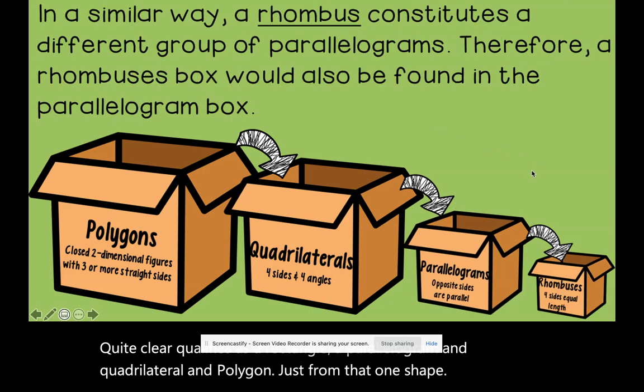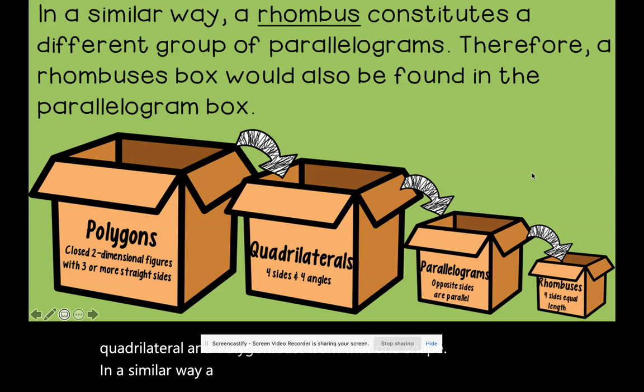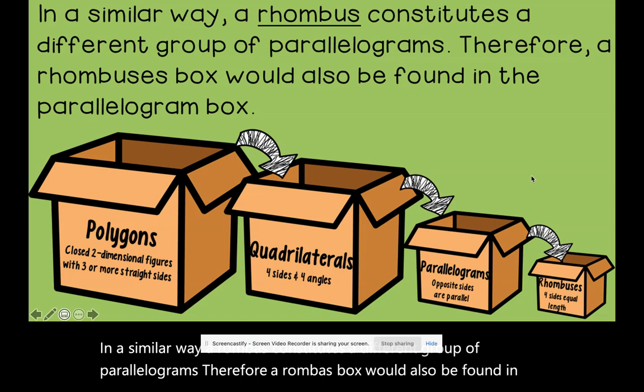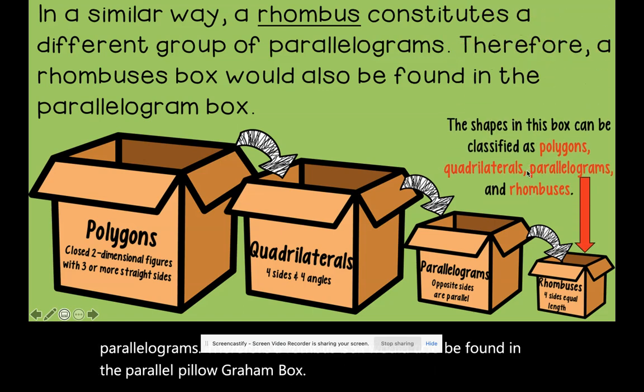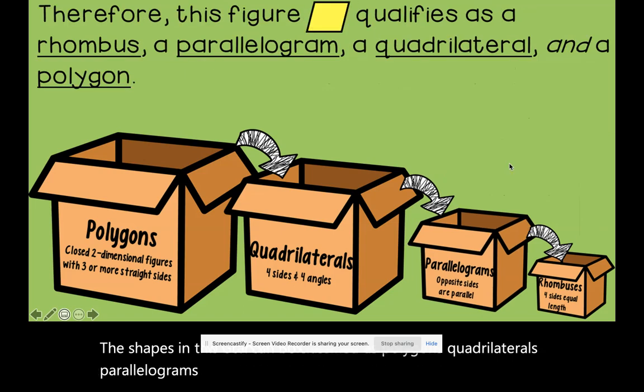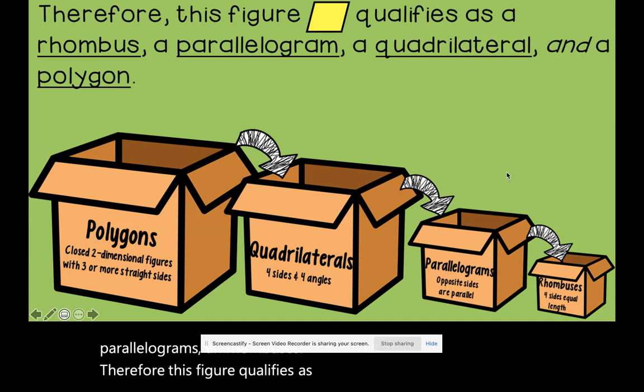In a similar way, a rhombus constitutes a different group of parallelograms. Therefore, a rhombus box would also be found in the parallelogram box. The shapes in this box can be classified as polygons, quadrilaterals, parallelograms, and rhombuses. Therefore, this figure qualifies as a rhombus, a parallelogram, a quadrilateral, and a polygon.